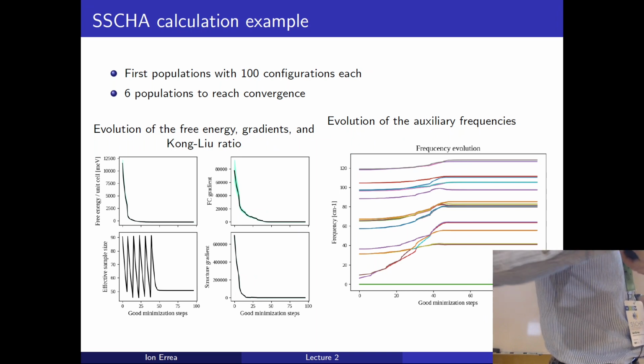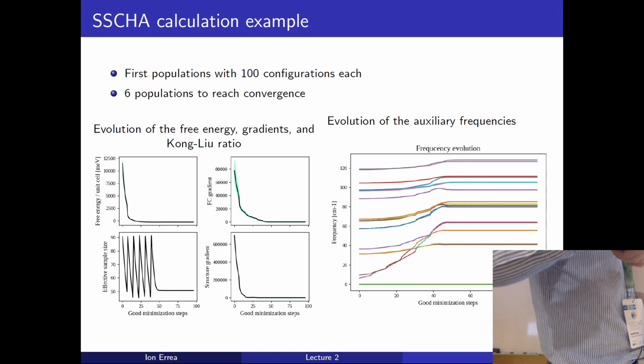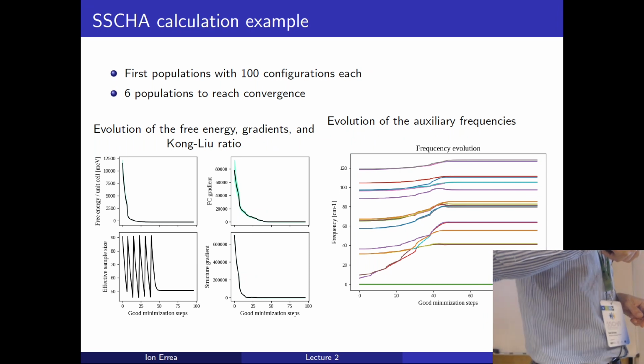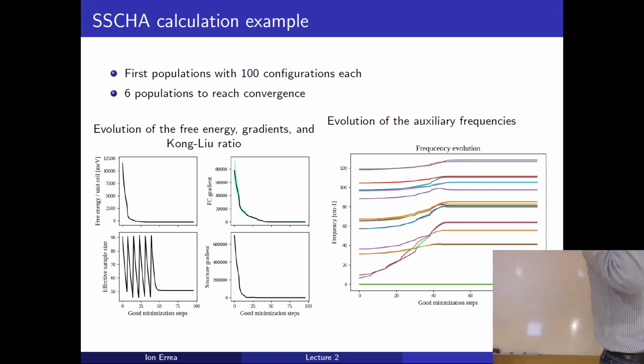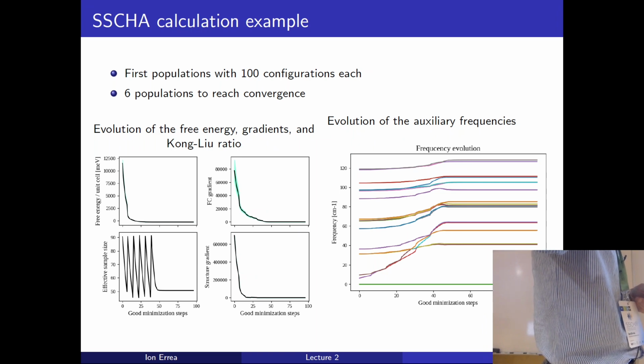This is the free energy along the SSCHA minimization trajectory. It starts from these values and goes down a lot. Here you see the Kong-Liu ratio. We have 100 configurations. I started with 100, and this ratio went down to 50, and I put this criterion of 0.5. So here the code told me to stop and regenerate new configurations with the force constant and centroid positions you have at that point, and continue the minimization. This happened, I needed to do it, 1, 2, 3, 4, 5 times more than the starting one.